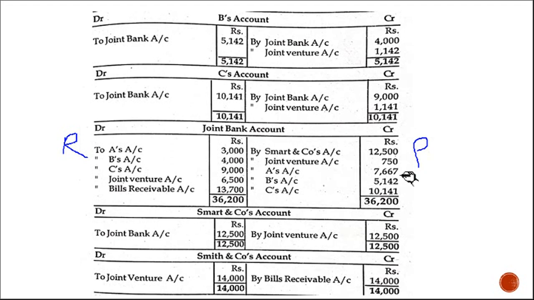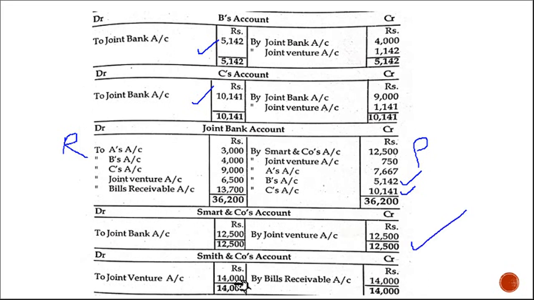Clear. And for A, it has to pay the final settlement 7,667. For B, here it is, see, 5,142. For C, 10,141. It has to make the payment. Clear? Debit side receipts, credit side payments. Now Smart and Company Limited. So there is a first journal entry. Smart and Company Limited account debtor to joint bank account. That is a payment made. Joint venture account debtor to Smart and Company's account. So this is the purchase of goods. Right? So two entries are there.